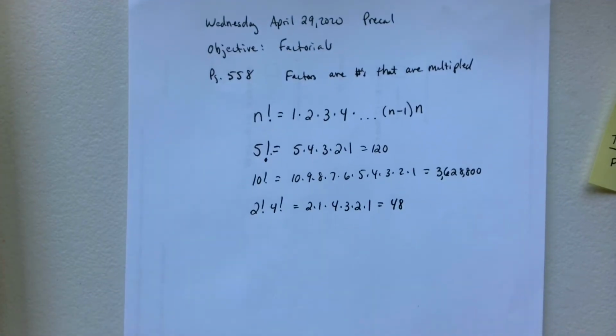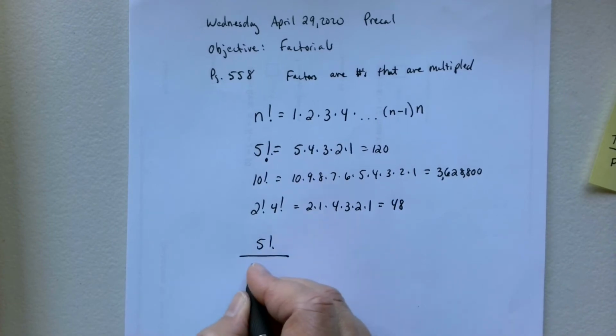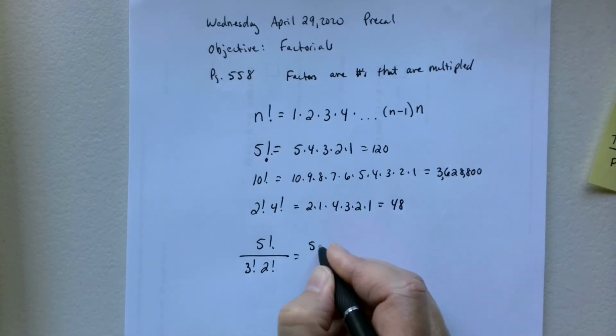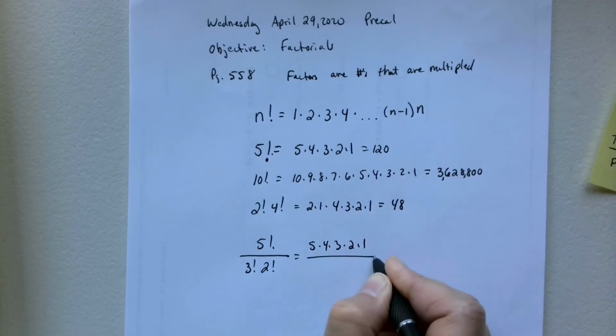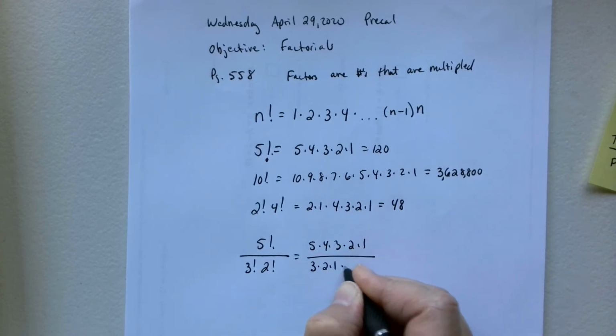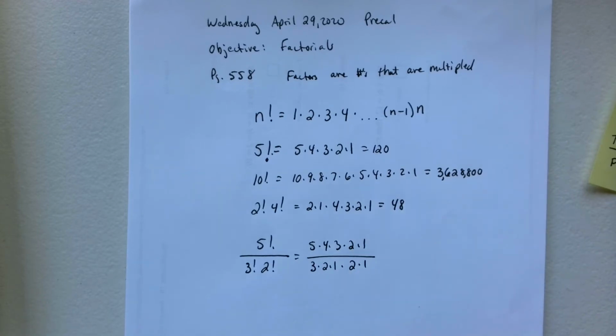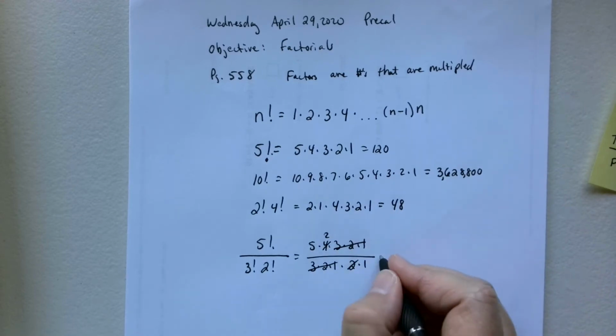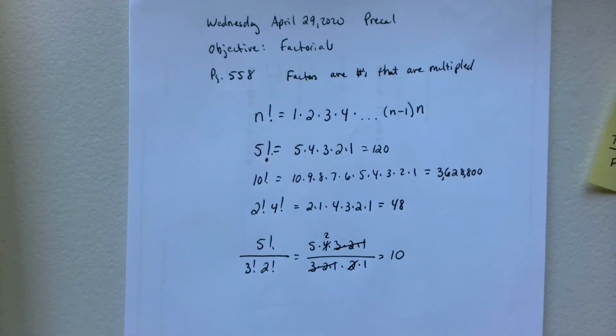You can also divide: 5 factorial over 3 factorial times 2 factorial. And these are actually kind of fun. 5 factorial is 5 times 4 times 3 times 2 times 1. 3 factorial is 3 times 2 times 1. And 2 factorial is 2 times 1. And remember, I've told you all year that in my elementary school, I was taught to cancel before I multiply. And it's very useful here. I can cancel out the 3, 2, 1 because they're both on the top and the bottom and they are factors. I can even cancel the 2 into the 4. And all I'm left with is 5 times 2, which is 10.